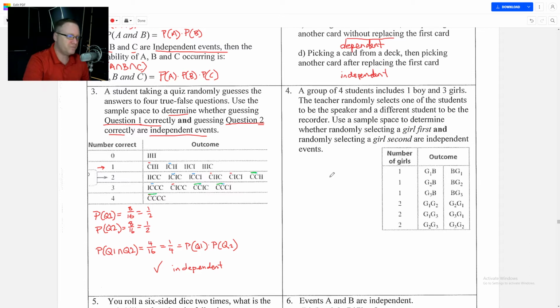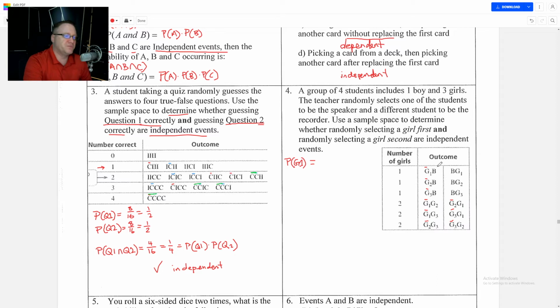So we want to first find the probability that we get a girl first. I'm going to write G1, meaning girl first. This is the sample space. Let's find all of the ones that have a girl in the first spot. This one does, this one does, this one does, this one does, this one does, this one does, this one does, this one does, this one does. But these ones have boys in the first spot.